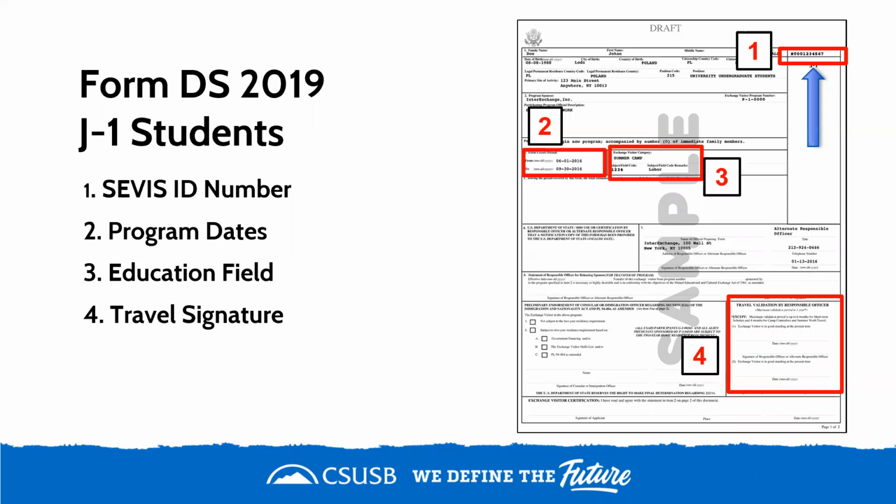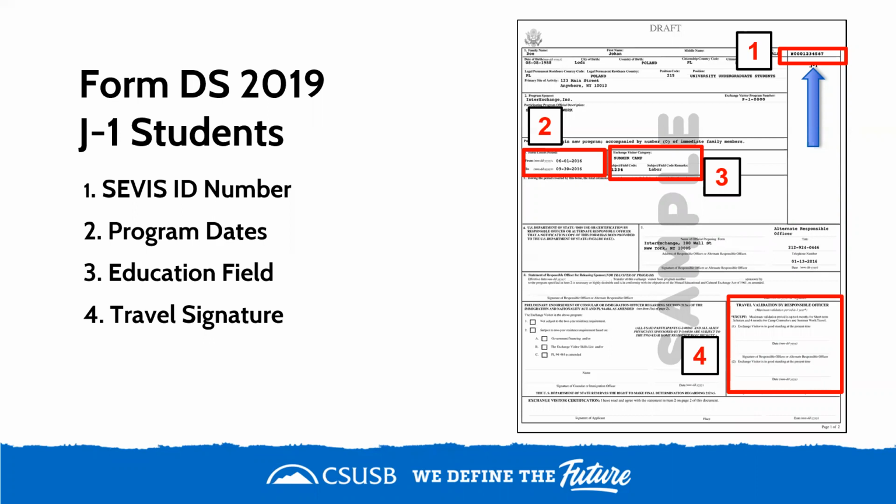Item number 2 on the DS-2019 shows the program end date. This is the date you are expected to graduate from your program. As mentioned before, if for some reason you cannot complete your program by the end date, you must submit a request to the CIS office so that we can extend your DS-2019.